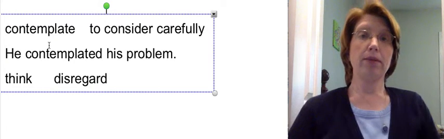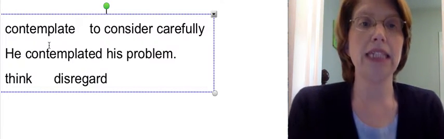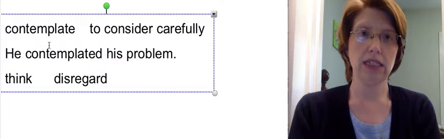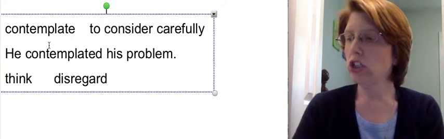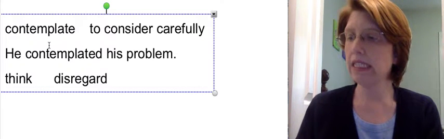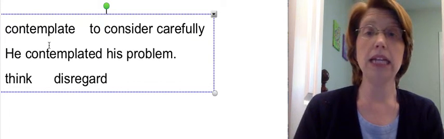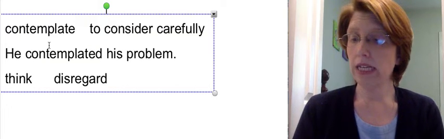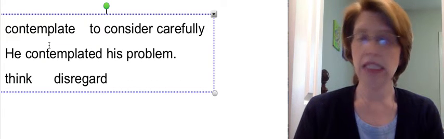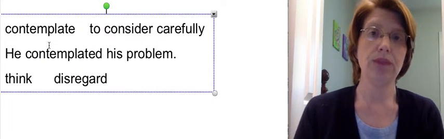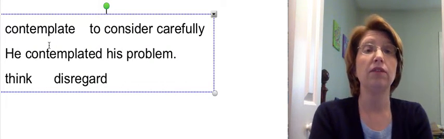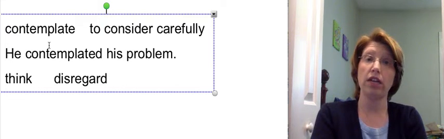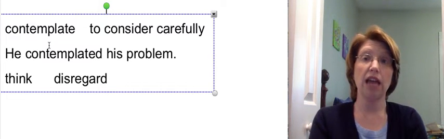Okay, here's our vocabulary word. Contemplate, contemplate, contemplate. Definition, to consider carefully. Sentence, he contemplated his problem. Synonym, think. Antonym, disregard. Disregard means to not think about something. So it really is the opposite of contemplate, that you're not going to think on it. You're just going to put it to the side.